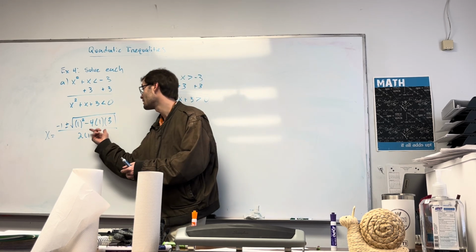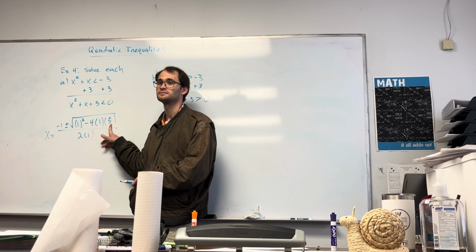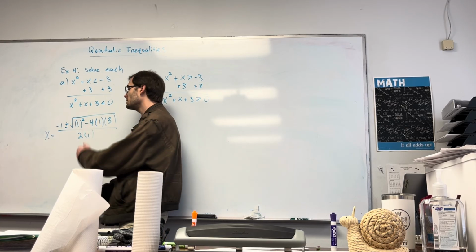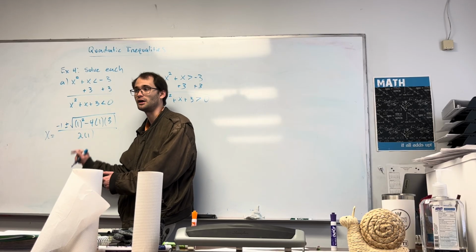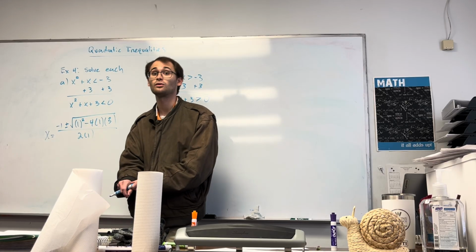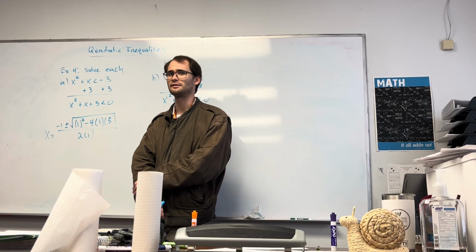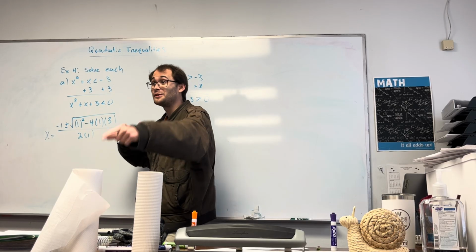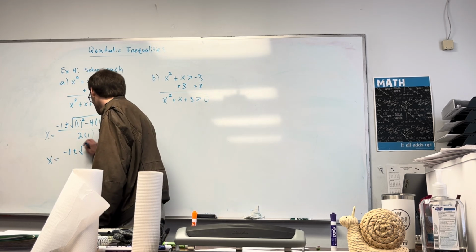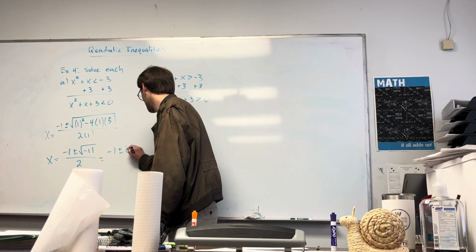Let's focus, right here, guys. What is 4 times 1 times 3? 12. What is 1 squared? 1. So underneath we have 1 minus 12. Is that going to give me a positive number or a negative? Negative. So what's going to pop out in my answer? Negative 11, but I have that under a square root. So we get some i's.